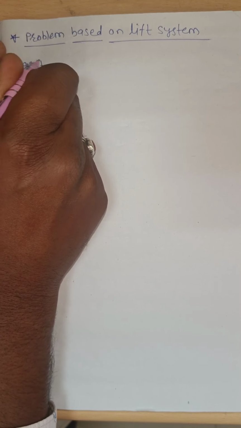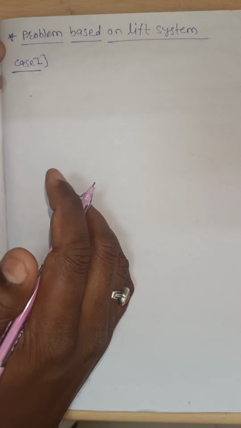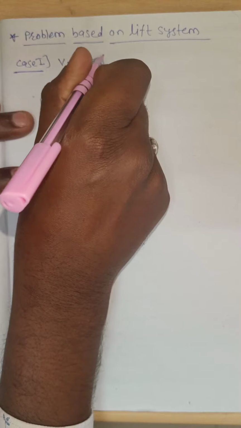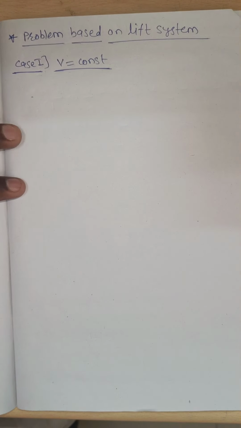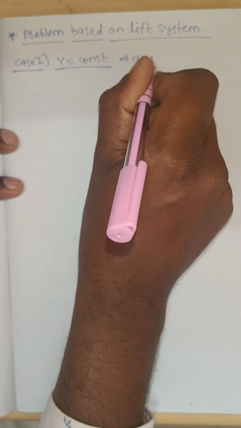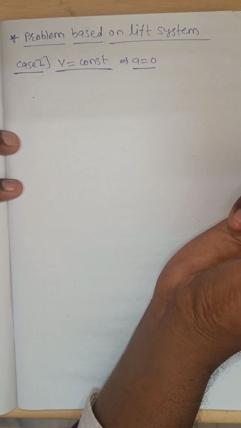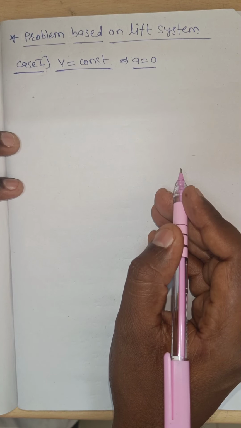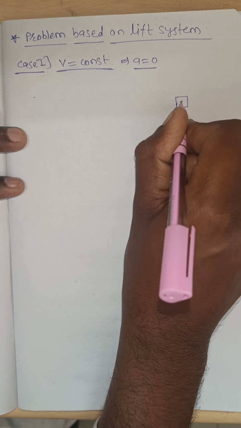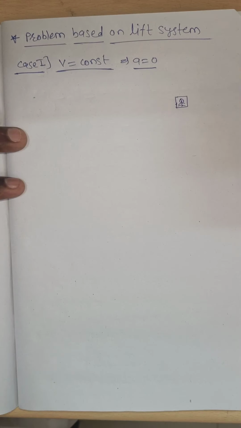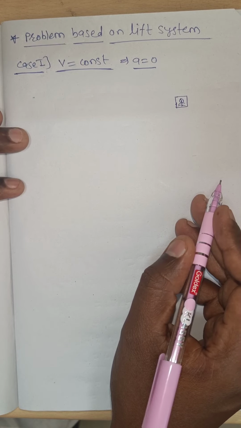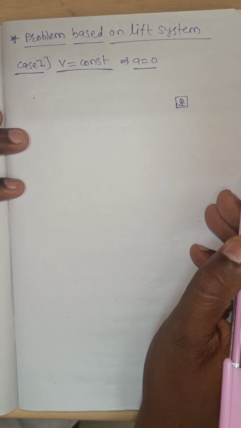Now case 1. Suppose in the first case, the velocity of the lift is constant, meaning the lift is moving with a constant velocity. Then if the velocity is constant, the acceleration is 0. Suppose this is the lift, and one person is sitting on that lift. This lift moves with a constant velocity, so the acceleration of the lift is 0.